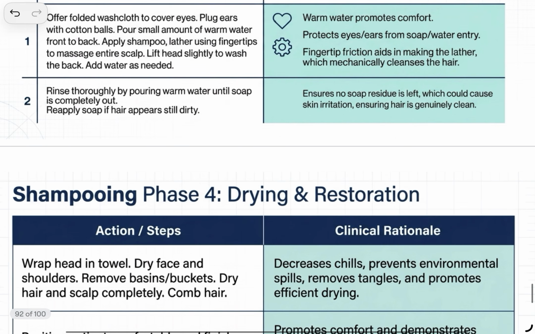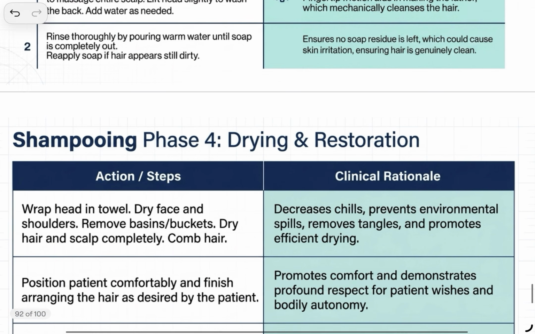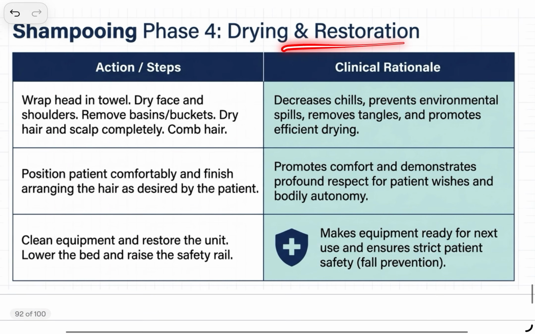And any soap should not remain as residue. Suppose somewhere the soap is there and you have cleaned only here, so you should not do like that. Everywhere should be cleaned. Understood? Yes. Now coming to the next one, drying and restoration.